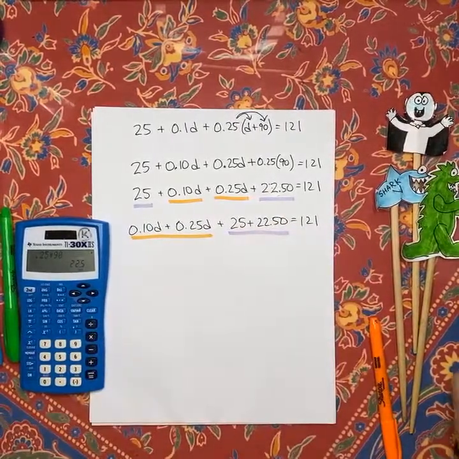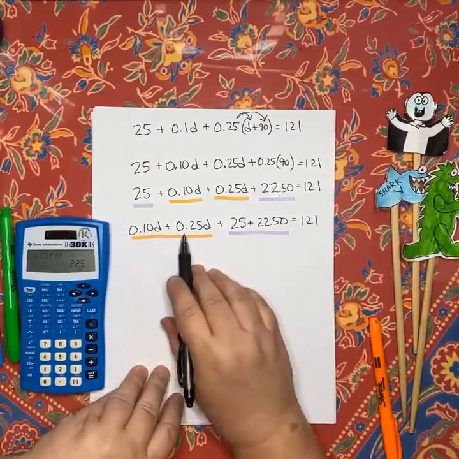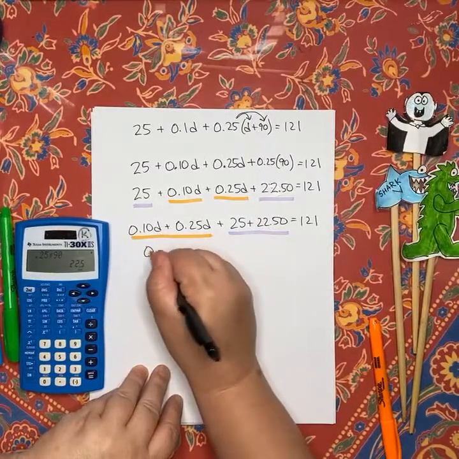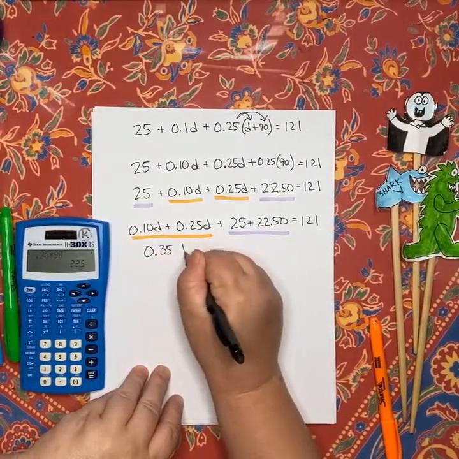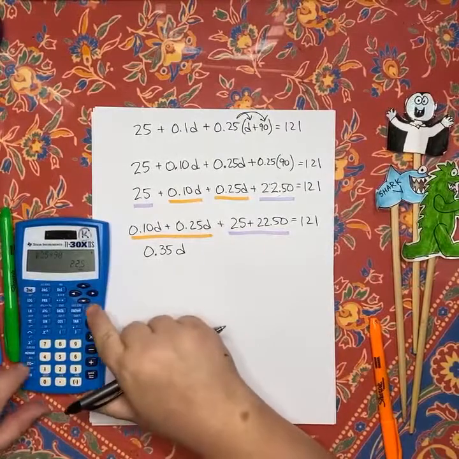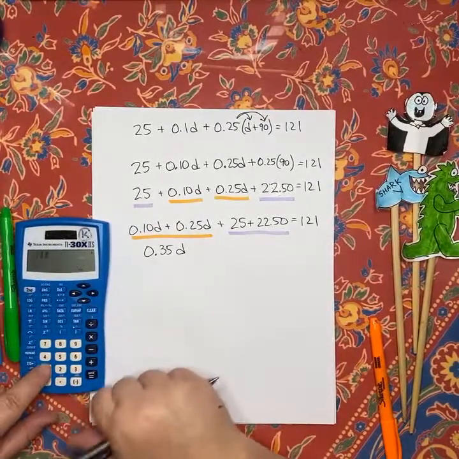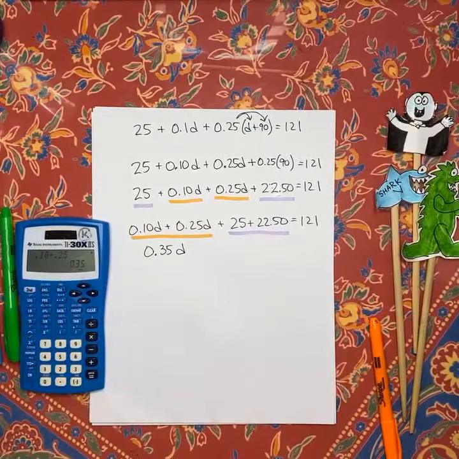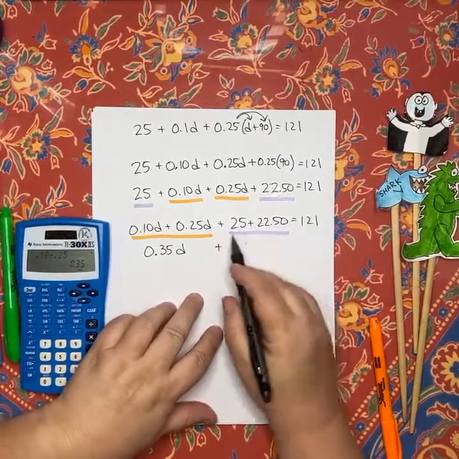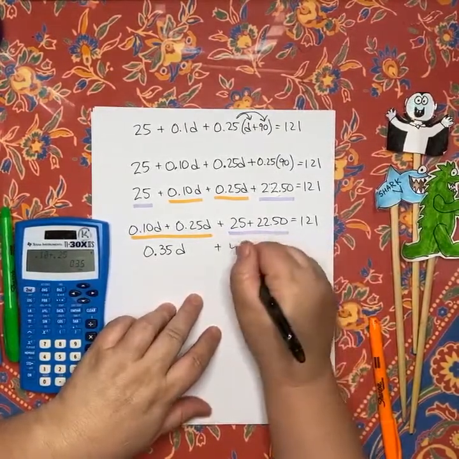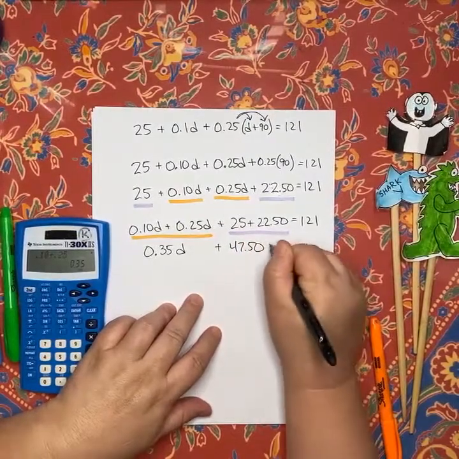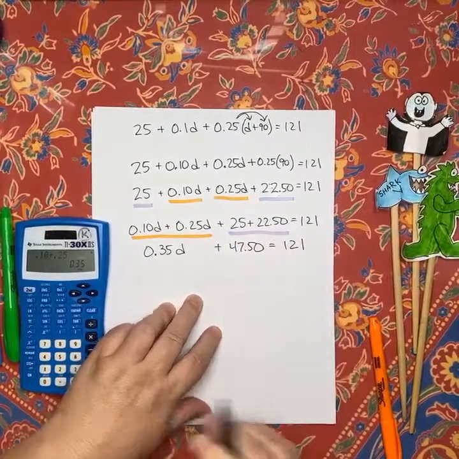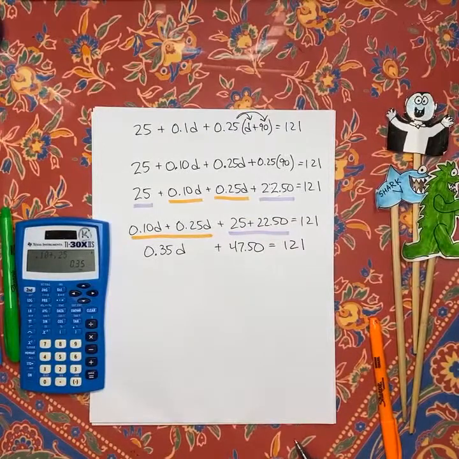So let's see, I've got 0.10 plus 0.25 is 0.35 D, because these are like terms. Again, if you're not sure, 0.10 plus 0.25 equals 0.35. 25 plus 22.50 is 47.50, and altogether I get 121. So it's not too bad so far.